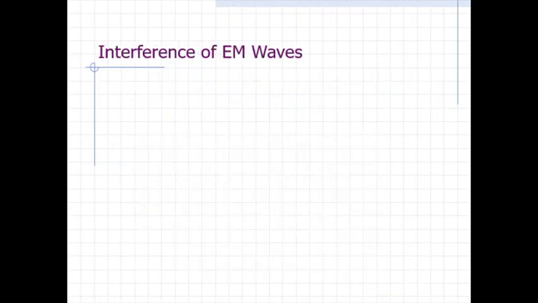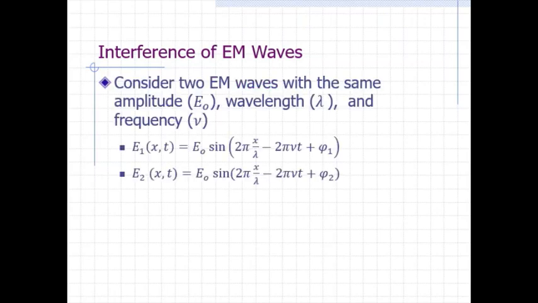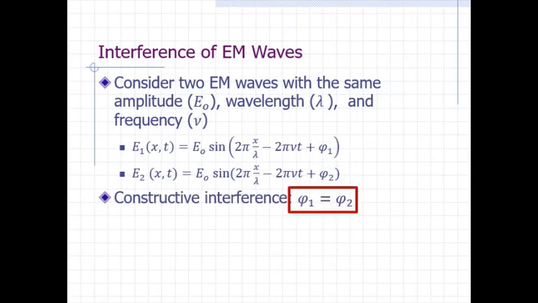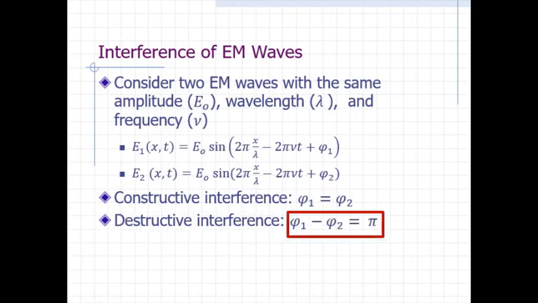Recall that EM waves are sinusoidal functions of location and time. How can we relate constructive and destructive interference to these functions? Consider two EM waves that are propagating in the positive x direction. If both have the same amplitude, wavelength, and frequency, they just differ in their phase angle, phi. Constructive interference occurs between the two waves if their phase angles are the same. We say that they are in phase. We get destructive interference when their phase angles differ by pi or 180 degrees. We say that they are 180 degrees out of phase.